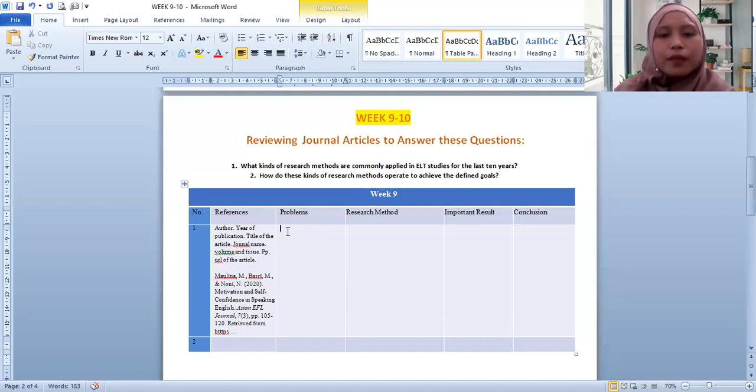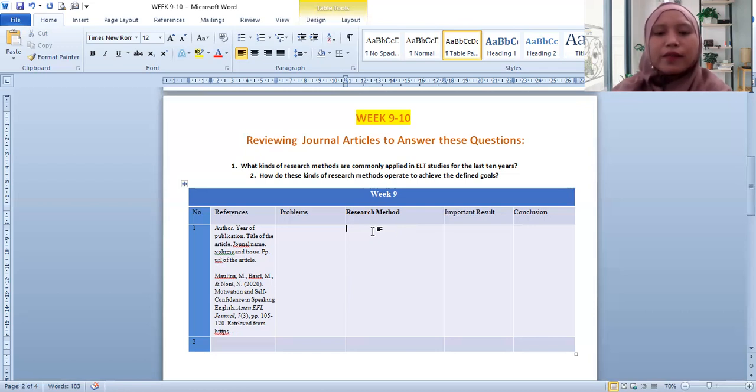Okay. The third one is the research method. This one is actually the most crucial one you have to identify. What's actually the research method? It's easy to find out. Sometimes the authors write down the research method in the introduction part, but mostly the researchers write it down in the method of the research or methodology, after the literature review or after the introduction.